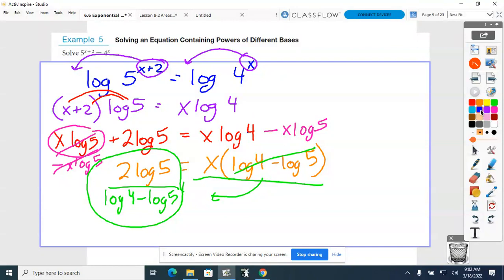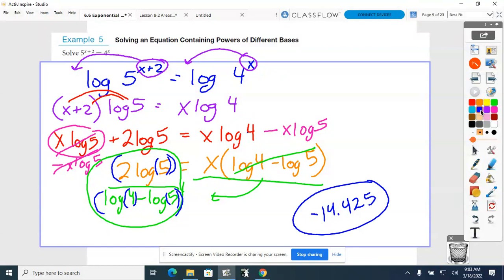Because when you type this in, what do you need to be extra careful of? Top and bottom. And remember, when you push log, it's probably going to start one. So you're actually going to have 2 here, and here, and here. So you got lots of parentheses going on. Parentheses, 2 log 5 divided by log 4 minus, close. Okay, so I got negative 14.425. That would be my x.